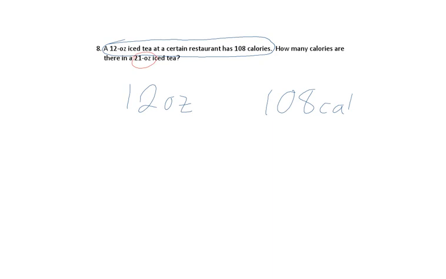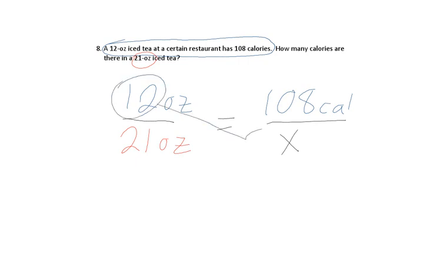Next I see 21 ounces. I got to put that somewhere. I'm going to put it under the 12. Why? Notice ounces are with ounces. So I'm going to do a little x here. And when I put a couple lines in the equal sign, it looks like a fraction. Let's cross multiply and get some answers.